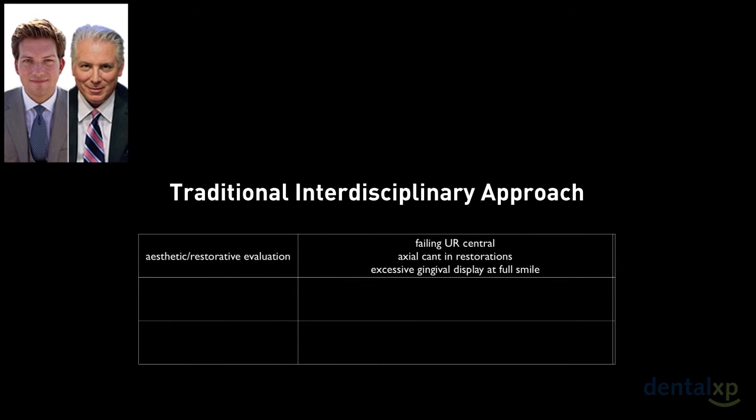The traditional interdisciplinary approach that we take on this case is we would look at an aesthetic restorative evaluation, and we would figure out dental problems like the failing upper right central. We would see the axial cant and the restorations, and we would see the excessive gingival display at full smile, which would turn into needing a periodontal evaluation.